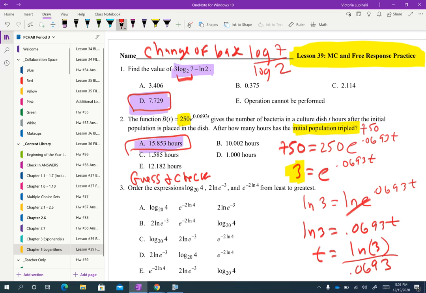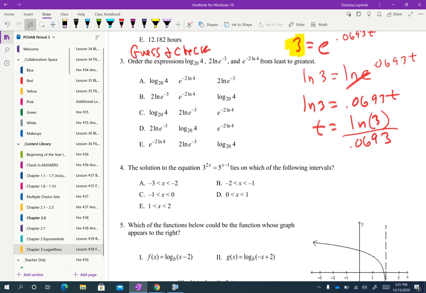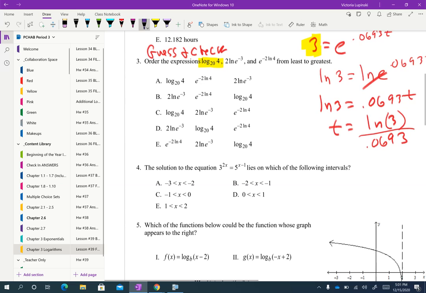Here in number 3, order the following expressions. Now, again, if you had access to a calculator, that would be very simple: you could plug each one of those in. But for argument's sake, let's say you didn't have access to the calculator, or at least you didn't have access to it for the entire time. So for the first one here, log base 20 of 4, again, just to be clear, that is the change of base formula. I'm going to need a little bit of extra room here, so let me go off to the side.